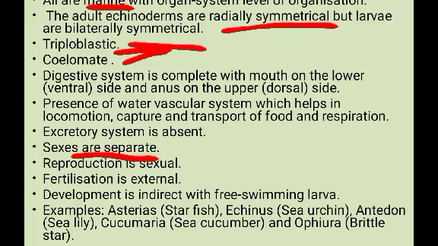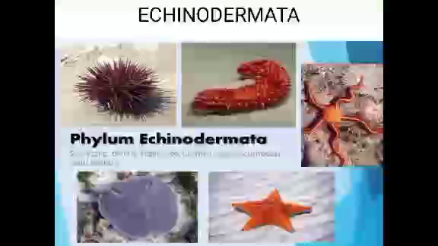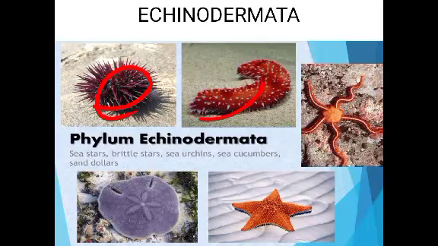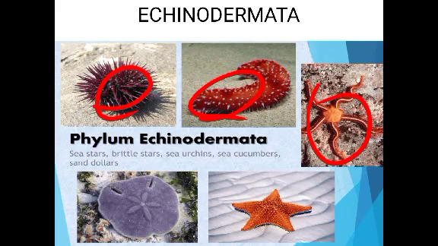Now, examples are Asterias, that is starfish, and Echinus; here you can see the picture of that also. This is the sea urchin or Echinus. This is the sea cucumber or Cucumaria. This is the sea lily. This is the brittle star. And this is the starfish. So these are some of the examples of Echinodermata.